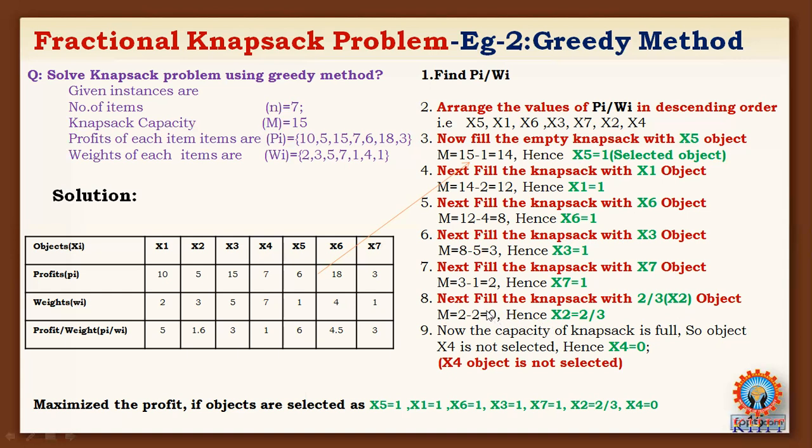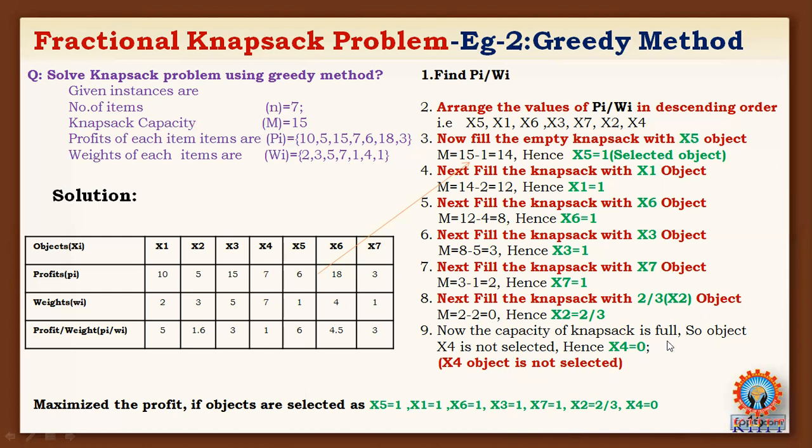Now the capacity of the knapsack is 0. There is no space to place a new object into the knapsack. Hence, the capacity of the knapsack is full, so object X4 is not to be selected. That means I cannot touch object 4, the last item. That means X4 object is not selected, which means the value of X of 4 is equal to 0.